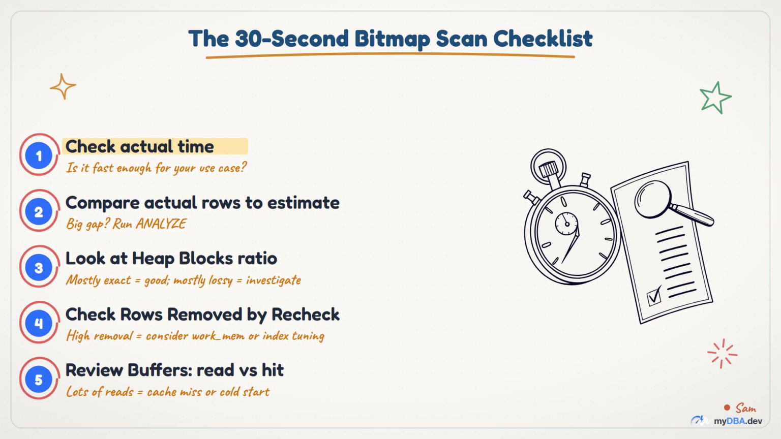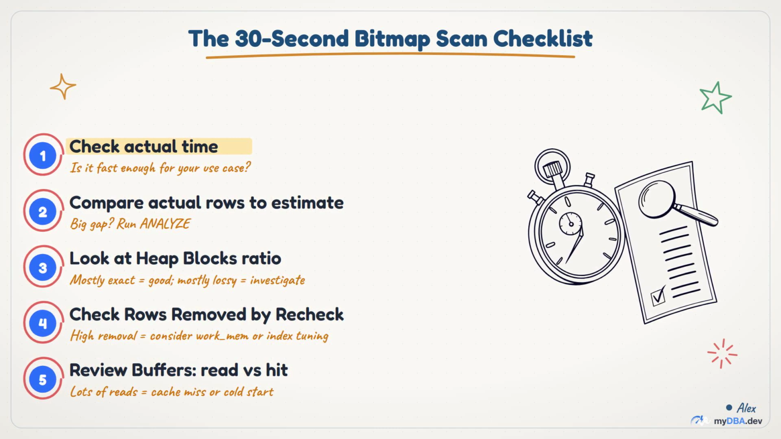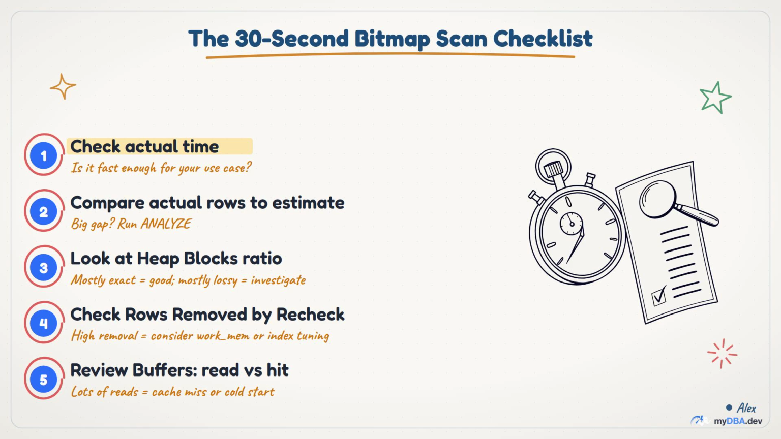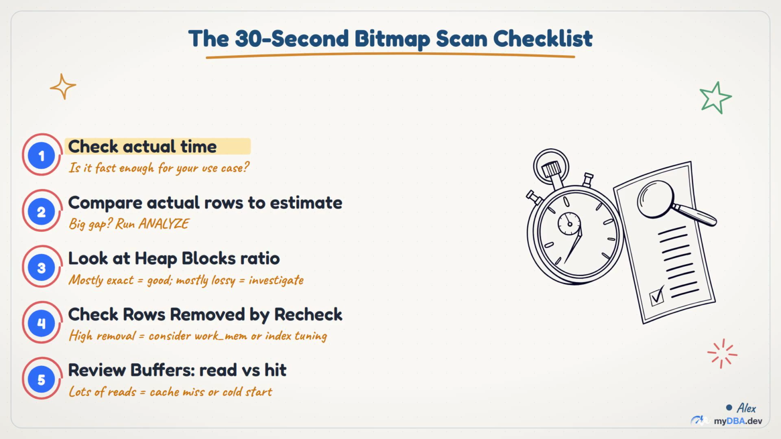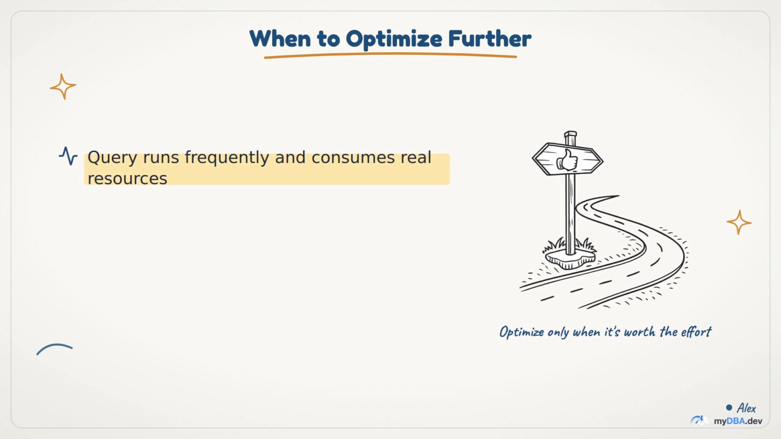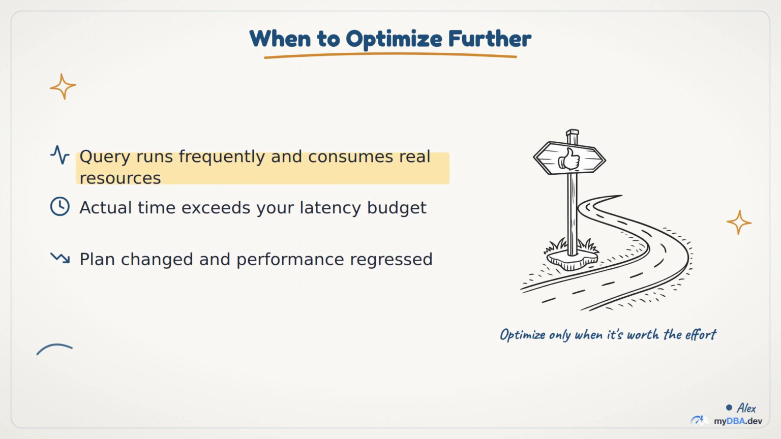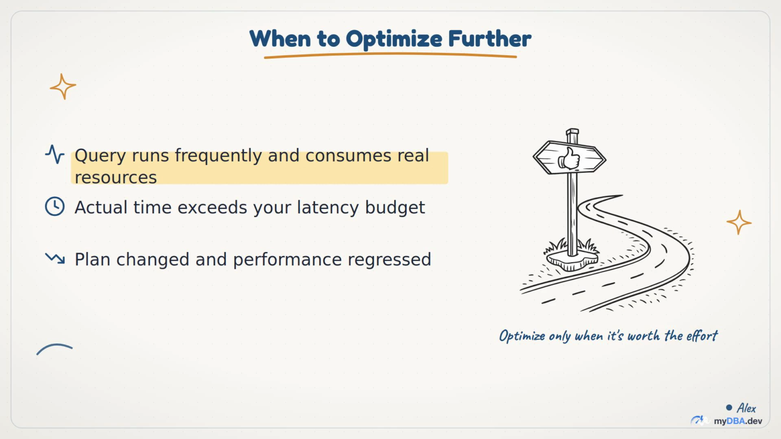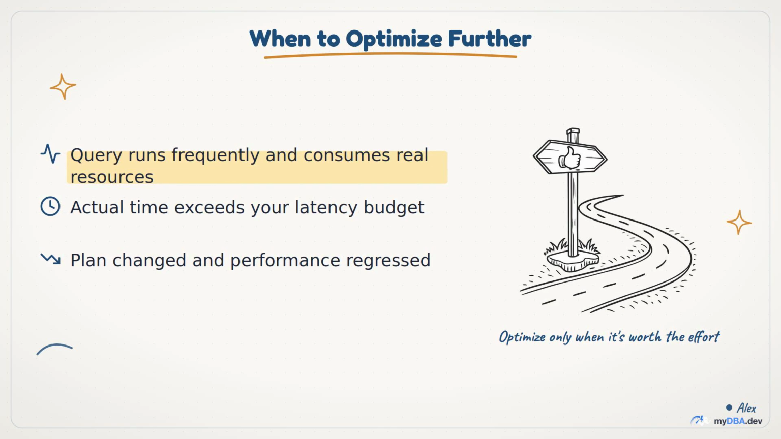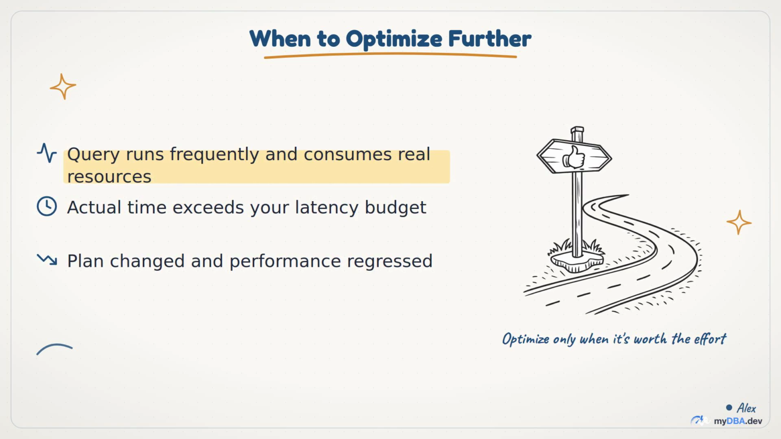That's really practical, not just theory. It's pattern recognition. Once you know what to look for, you can triage a plan in 30 seconds and focus your tuning effort where it actually matters. You're not guessing anymore. Not every Bitmap Heap Scan needs tuning. If the query runs once a day and finishes in 200 milliseconds, leave it alone. Optimize when the query is in your top 10 by total time in PG stat statements, when it's breaching your SLA, or when a plan change caused a regression. Those are the signals that matter.